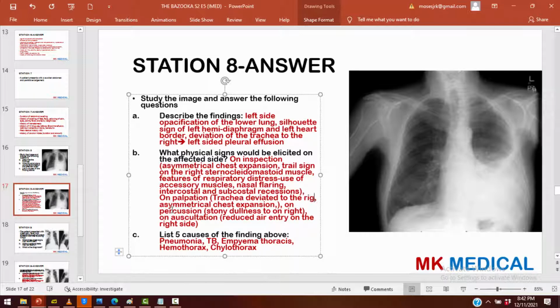You're also going to be having stony dullness to percussion on the left. And then, of course, on auscultation, you're going to be having reduced air entry on the left side. So all these things are supposed to be changed to the left side.